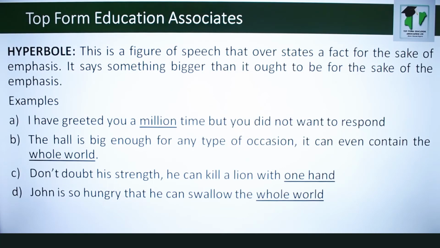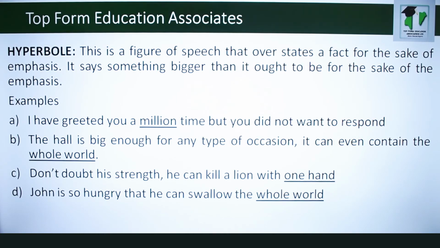The next one is what we call hyperbole. Hyperbole. What does it mean? This is a figure of speech that overstates a fact for the sake of emphasis. Look at your board very well. This is a figure of speech that overstates a fact for the sake of what?